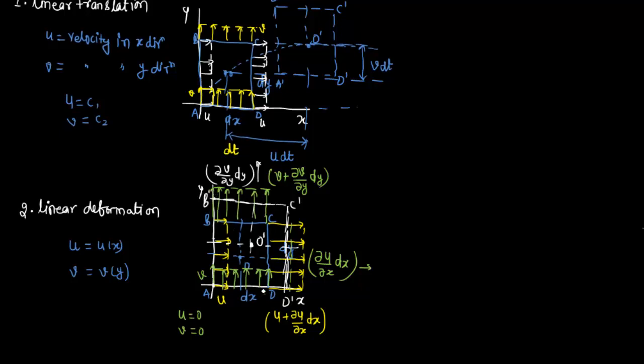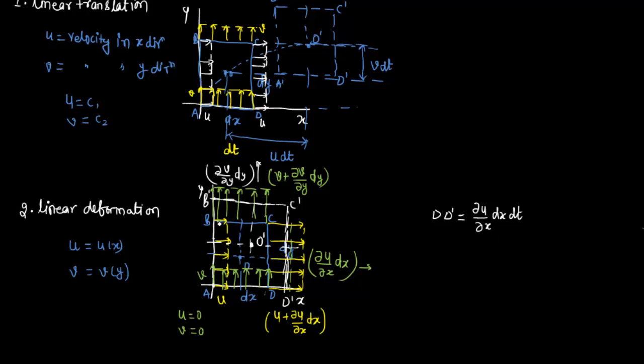So what is the deformation in the x direction? Obviously the deformation in the x direction is the distance D D dash. So what is D D dash? What is the velocity here? The velocity is del u by del x into dx, and we want to check it in the time interval dt. So D D dash will be equal to del u by del x dx into dt. You can check the dimensions here, it will be in millimeters, meters, or similar units.